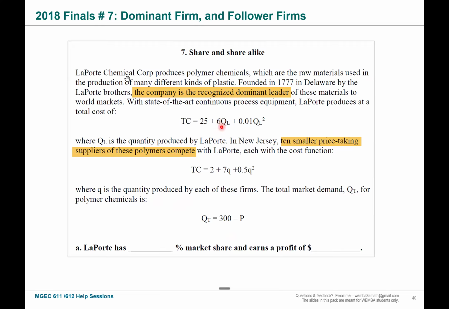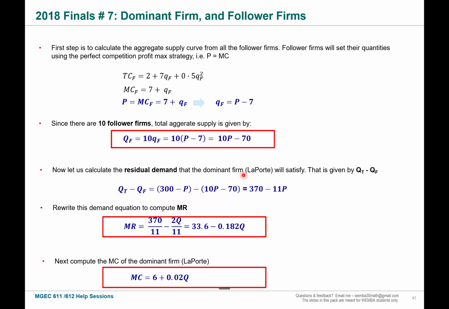So what is the market share of the leader? That means how much do you produce as a leader as a ratio of the total production. So what is QD, or QL I would say, from Laporte divided by QT? That's what you need to compute. Okay, so what's the process? Let's start with the follower firms and get the total supply from the follower firms. The follower firms will act by setting price equals MC. So MC from here is 7 plus Q, and they will set that equal to price.